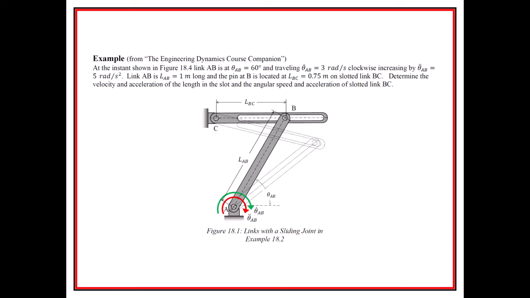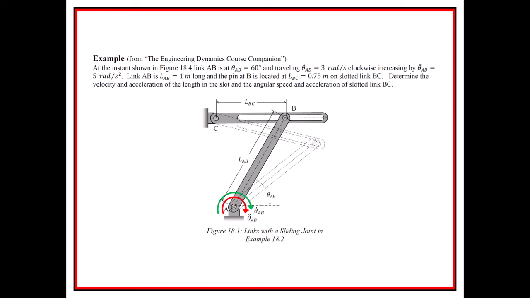It's more of a formal approach. So we have this link AB that's moving, right? It's rotating clockwise at 3 radians per second, and it's increasing its angular velocity at 5 radians per second. And it's 1 meter long. And the pin at the moment that we show, the pin B is located at 0.75 meters away from point C, right? So that position can change, as you can see in the dashed line, what it'll look like when it gets to the end right there.